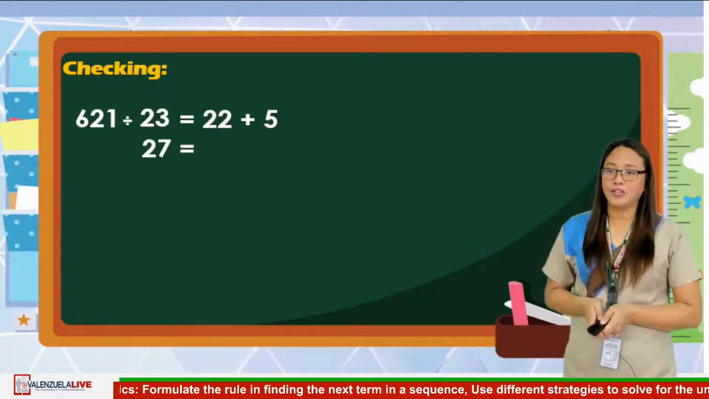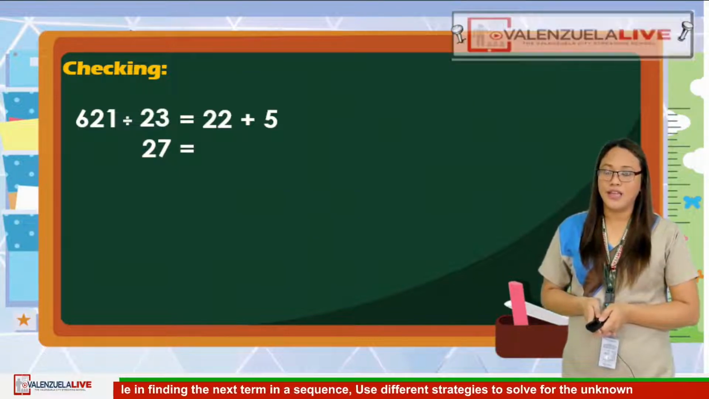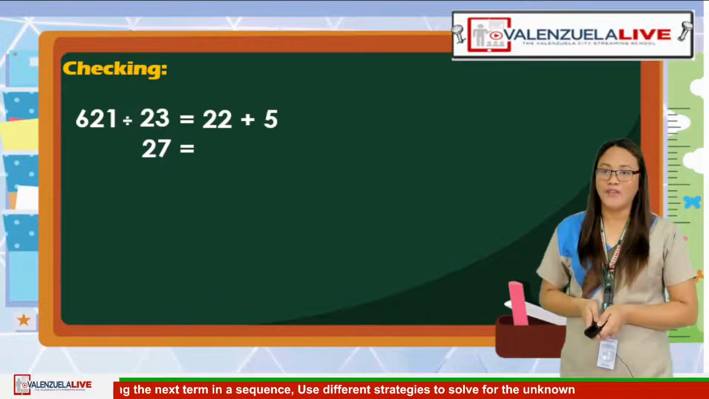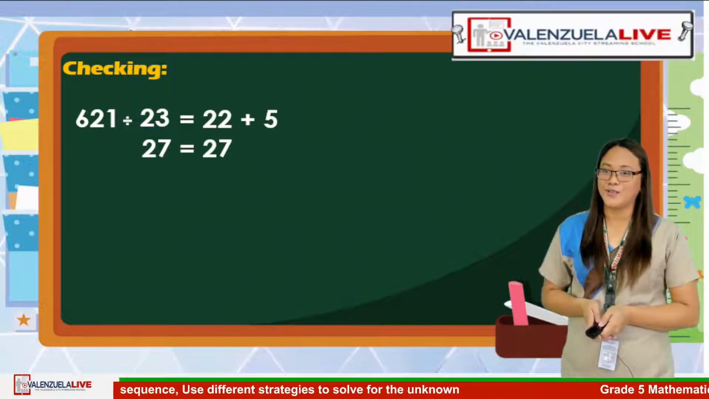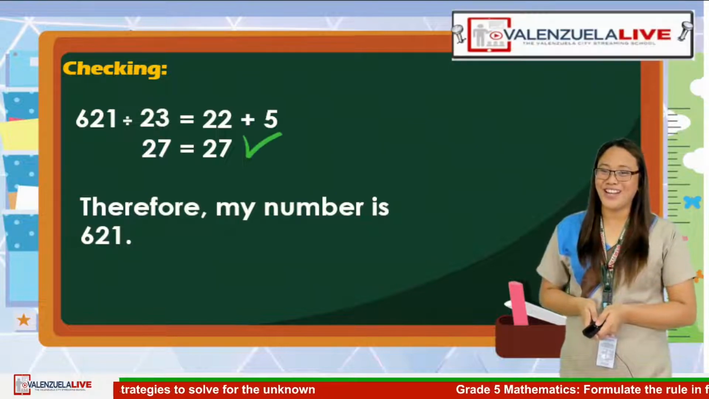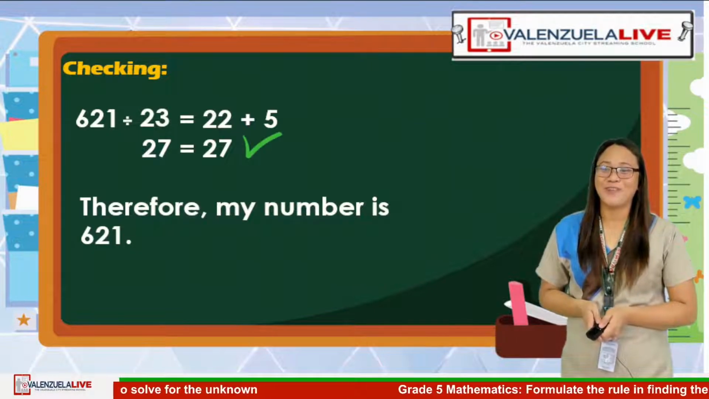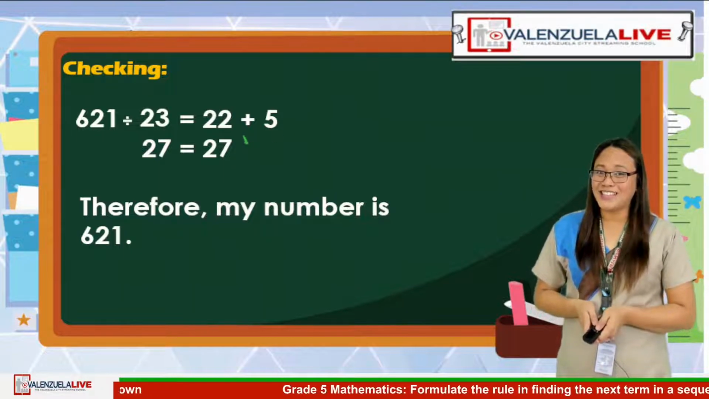Now, 621 divided by 23 is 27. Then 22 plus 5 is equal to 27. That means our answer is correct. Therefore, my number is 621. Alright? Did you get it? Did you understand?